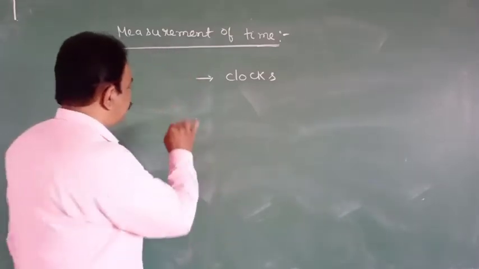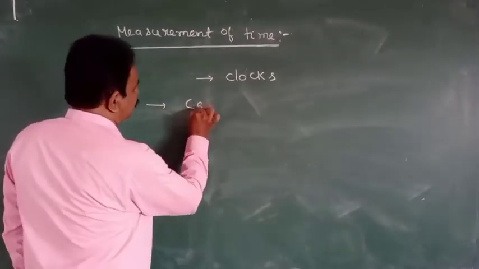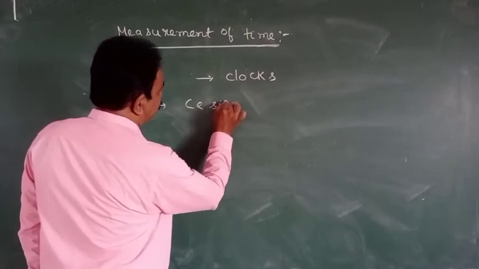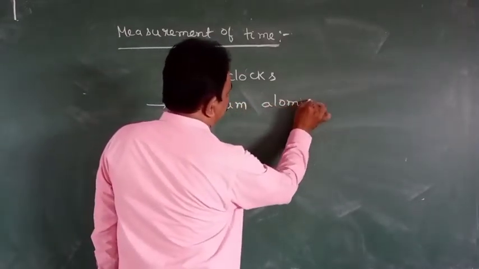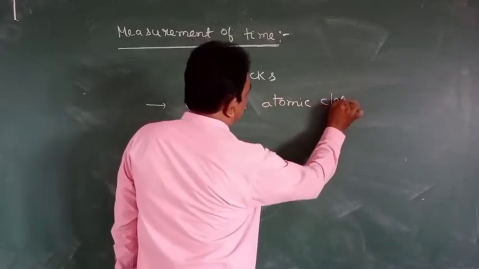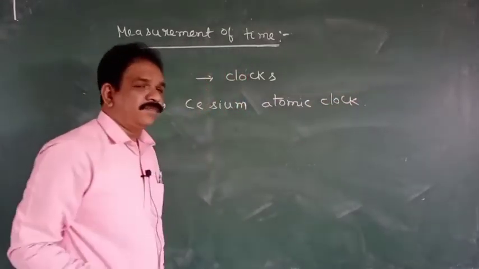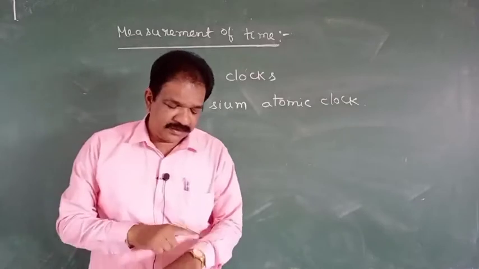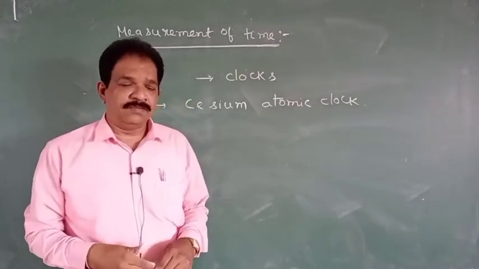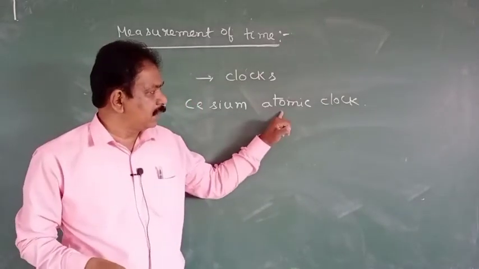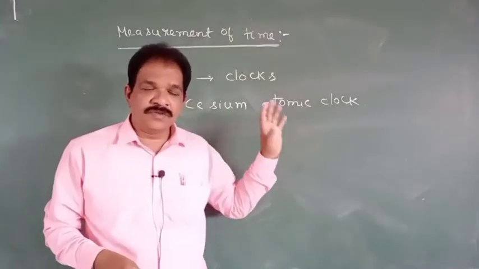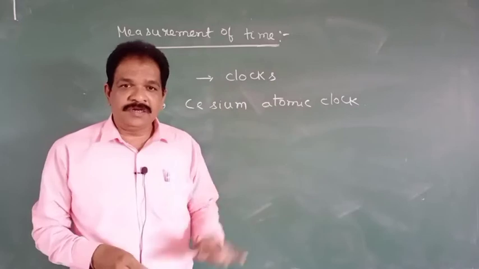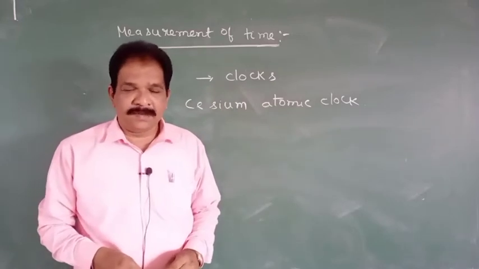The standard clock will be the CCM, atomic clock. This will be the standard device to measure time. CCM, atomic clock. This is the standard device which will give accurate time at any place.